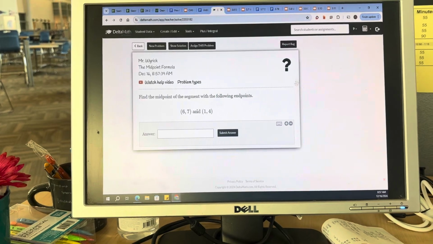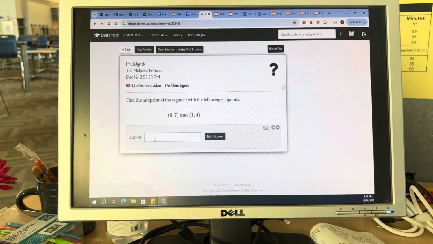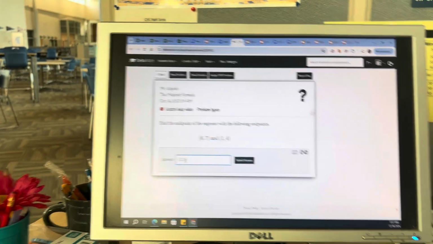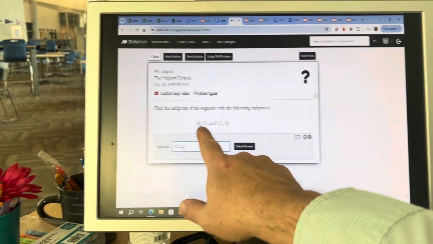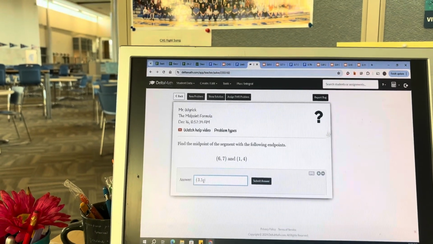Midpoint formula, way too easy. 6 plus 1 is 7. If you cut that in half, that's 3.5. And then 7 plus 4 is 11. You cut that in half, that's 5.5.